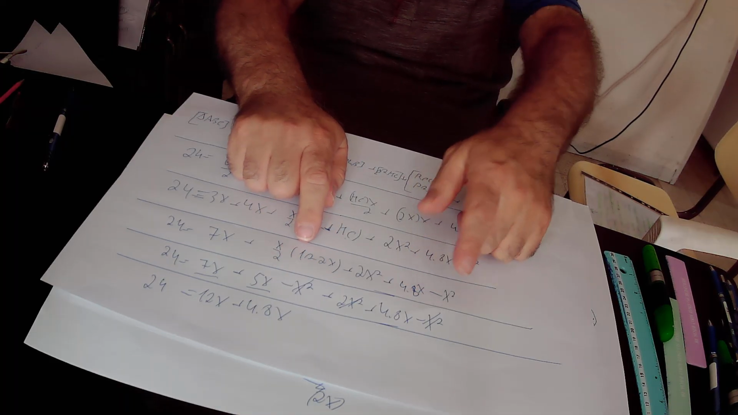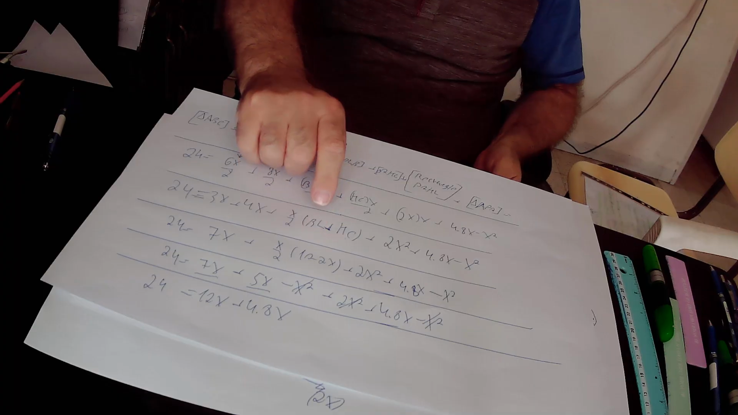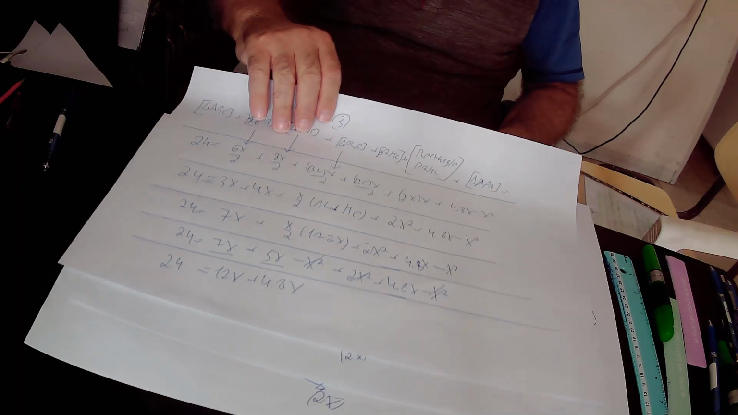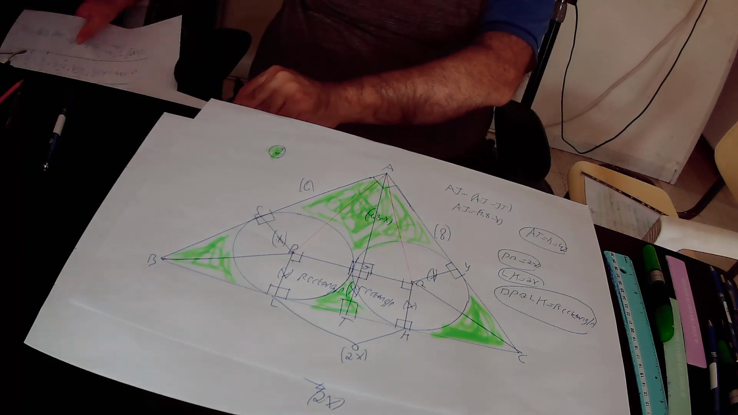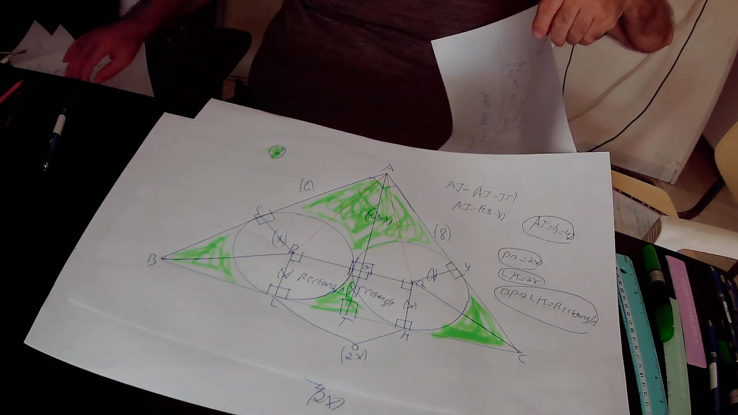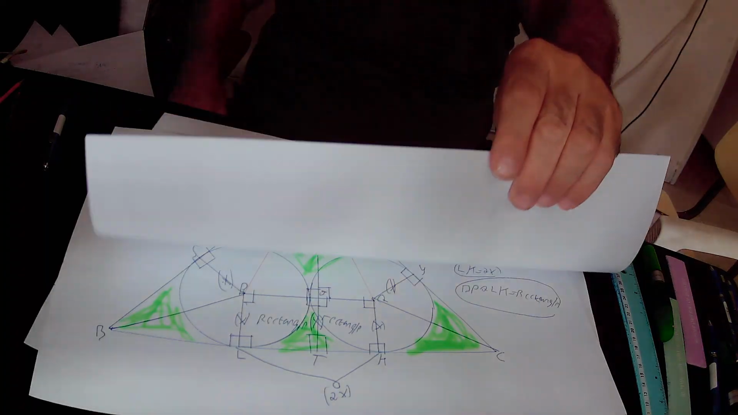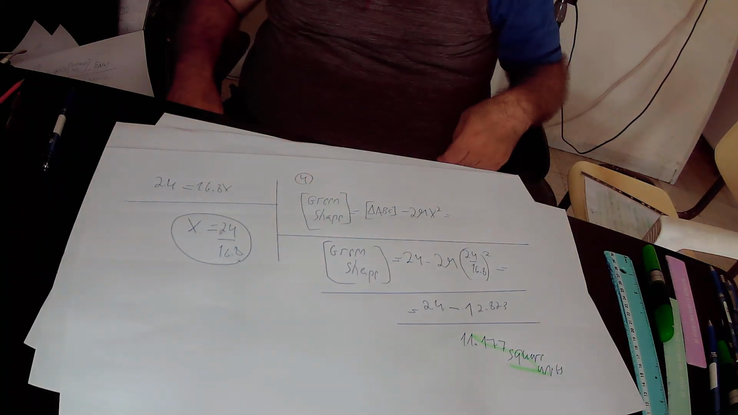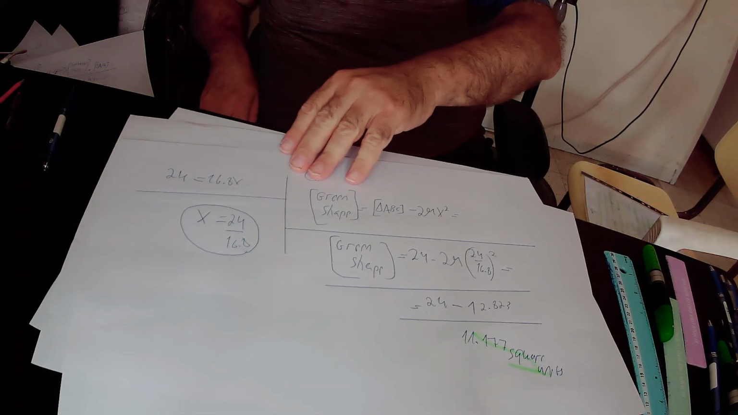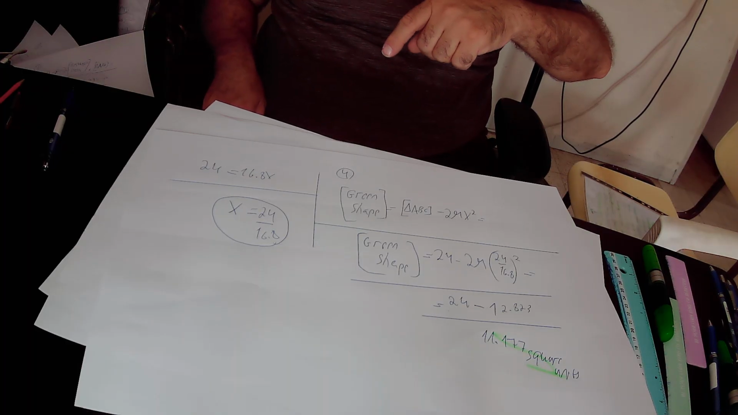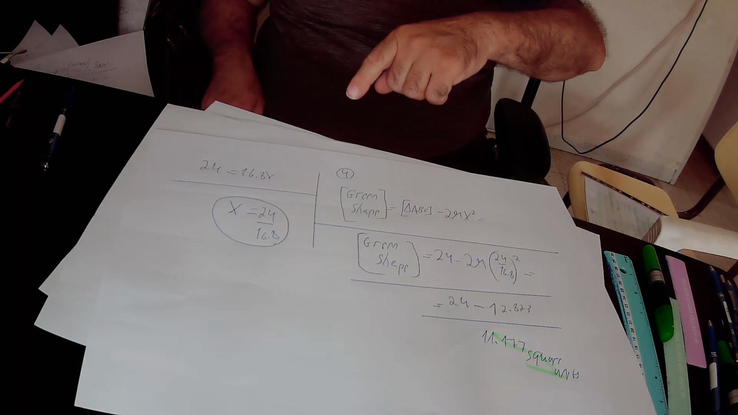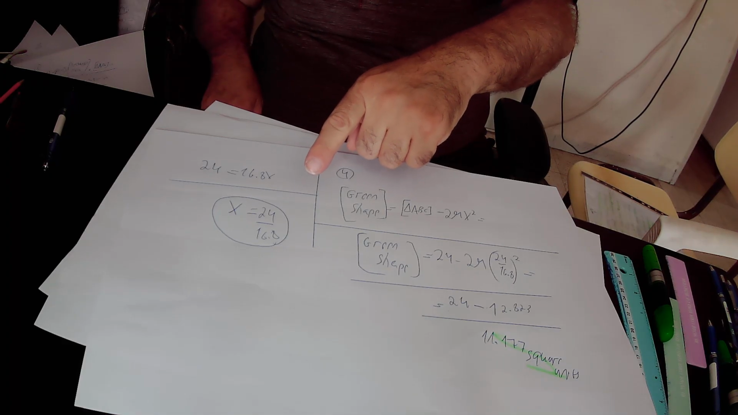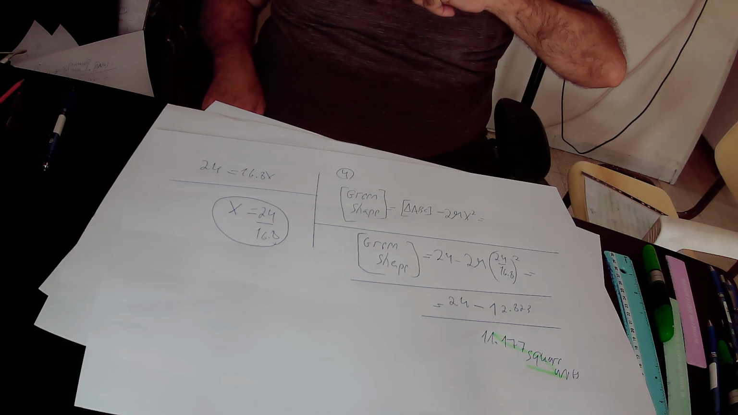In total, we found out that 24 equals 12x plus 4.8x. That is to say, 24 equals 16.8x. Here we divide this equation by 16.8 and find out that x, the value of the unknown that we are looking for, equals 24 over 16.8 units in size.